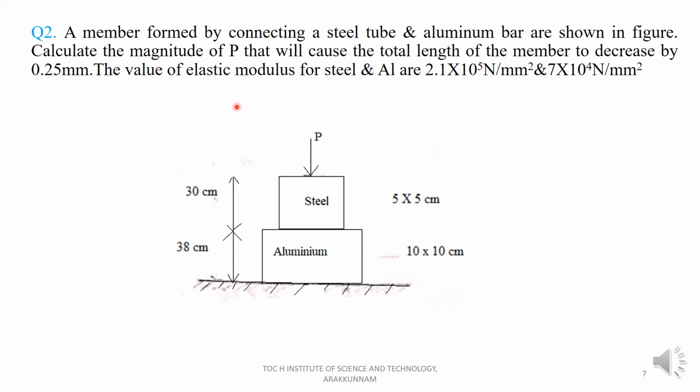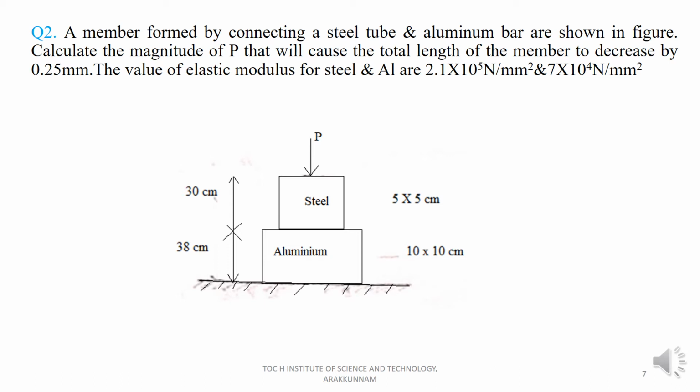The value of elastic modulus for steel is 2.1 × 10^5 Newton per mm², and for aluminum it is 7 × 10^4 Newton per mm². In this figure you can see the length of steel is 30 centimeter and the length of aluminum is 38 centimeter. The cross section of steel is 5 by 5 and the aluminum cross section is 10 by 10, which is acted upon by a load P. Now we have to find the value of P, and the total elongation delta L is given.